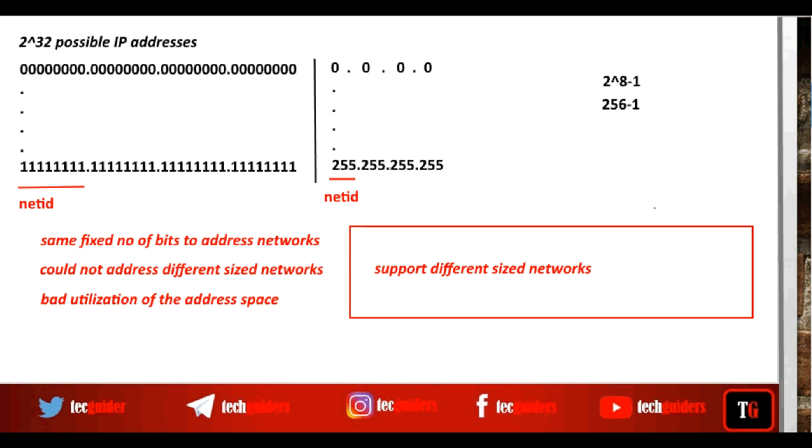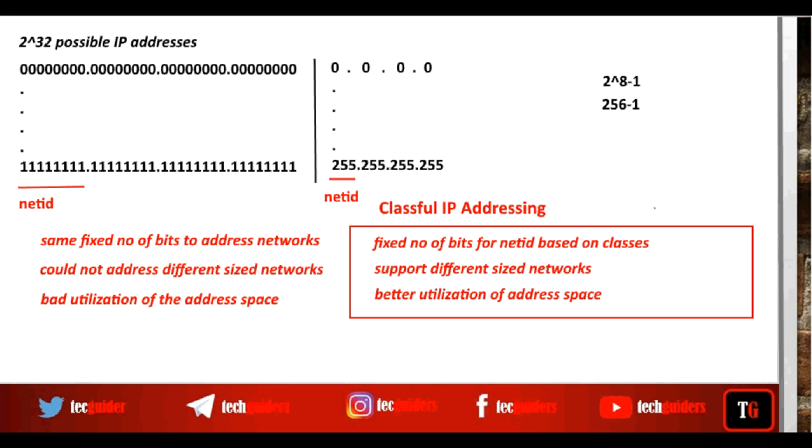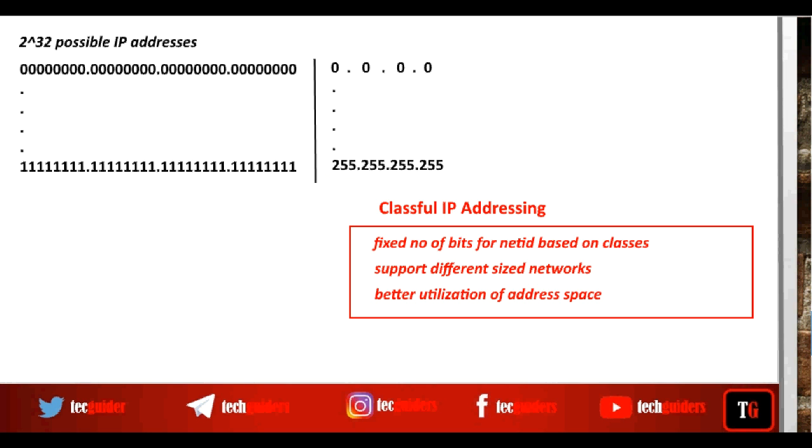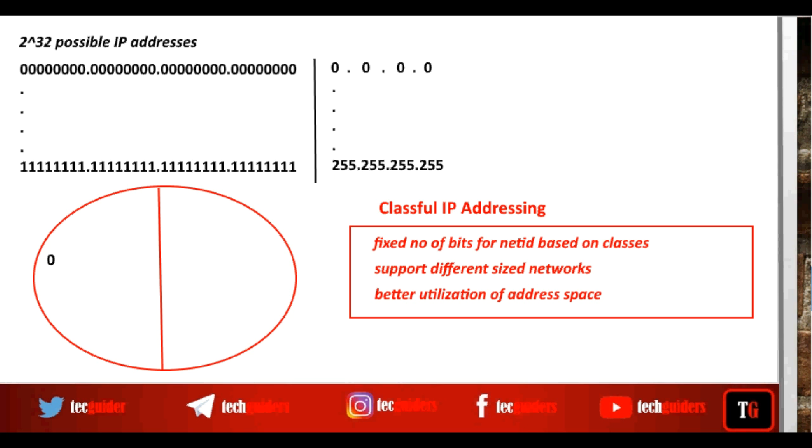Thus, in order to support different size networks and in order to have a comparatively better utilization of address space, classful IP addressing was introduced. Here also we use a fixed number of bits to address the network, but here we divide the entire set of IP addresses into classes. With 32 bits, we have a total address space of 2 power 32 possible IP addresses.